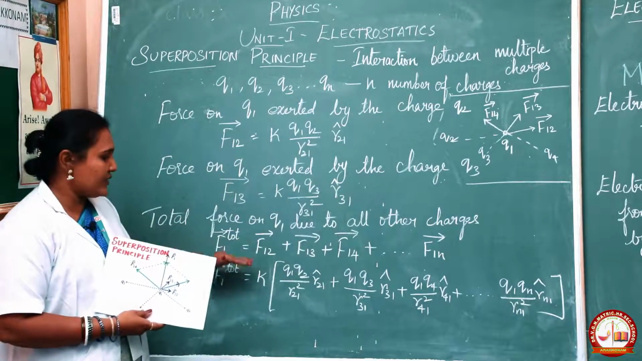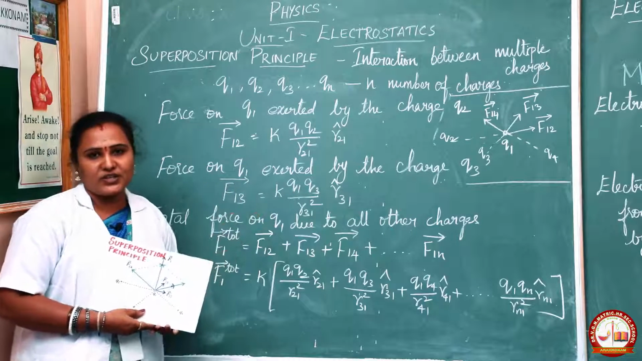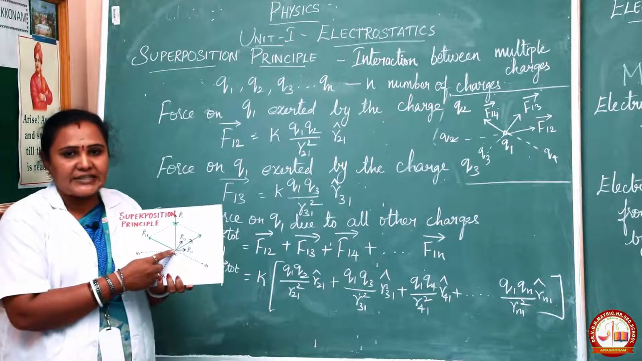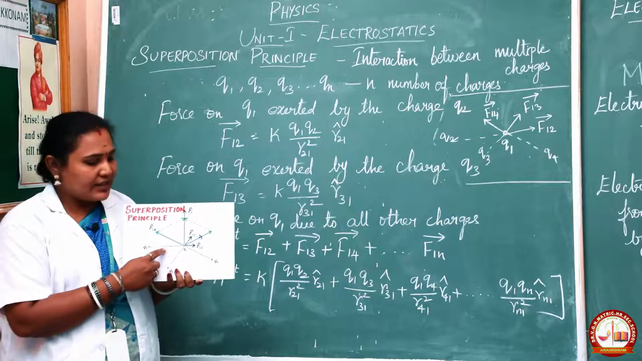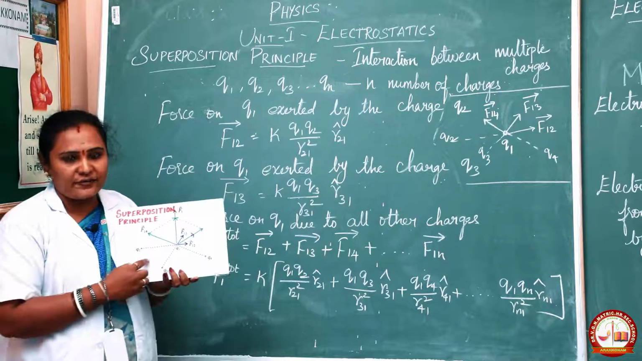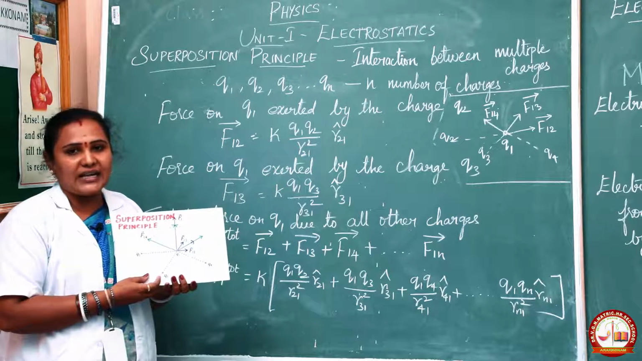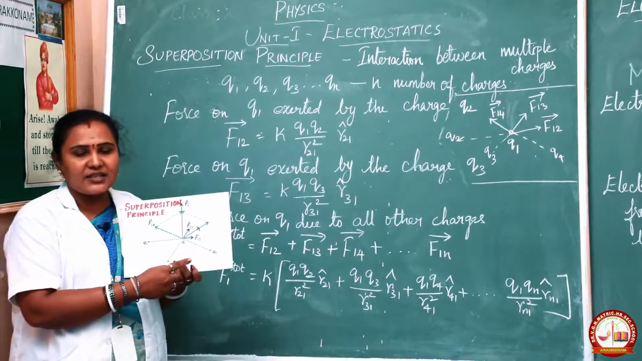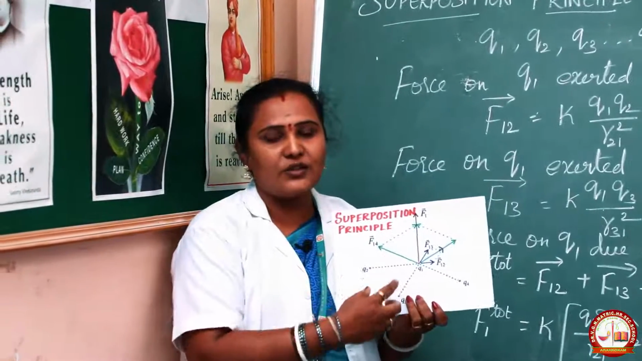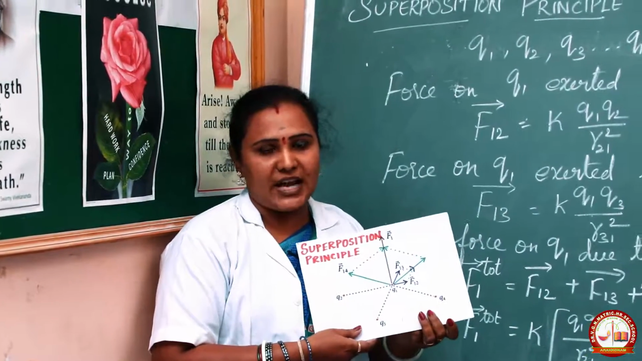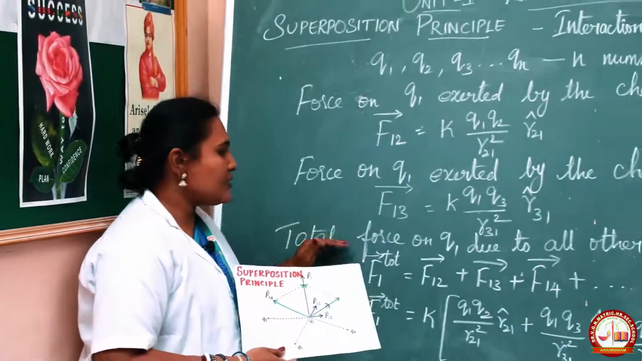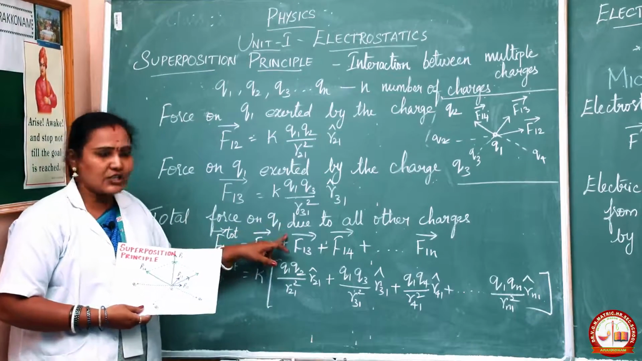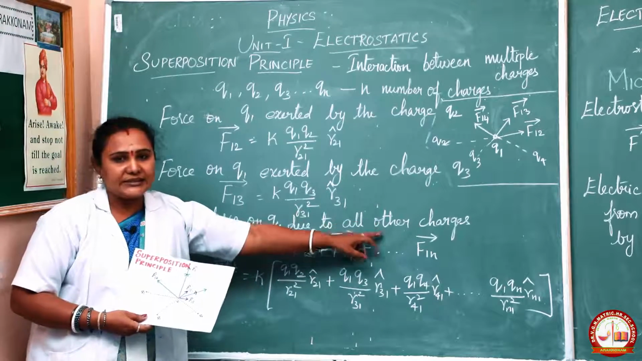Before going to this, I'll tell you the definition of the superposition principle. According to the superposition principle, the total force exerted on the given charge is equal to the vector sum of the forces exerted by all the other charges. And here the given charge is Q1, the other charges are Q2, Q3, Q4, and it goes on up to n number of charges. Now by using this superposition principle, we are going to find out the total force on the charge Q1 due to all the other charges.